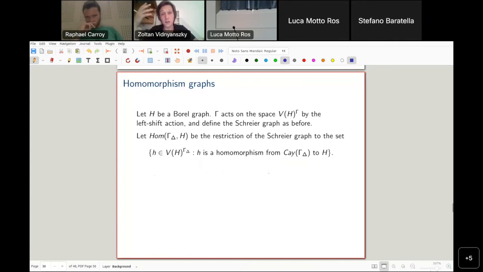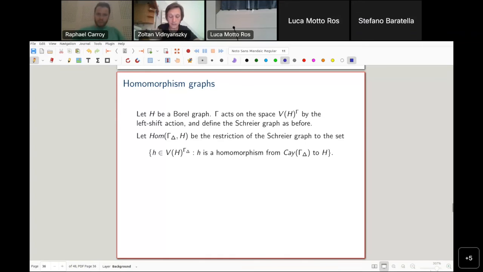But this gave rise to, I think in a very natural way, the idea that we can go back to the Borel context and use the very same idea to come up with a very new object, which we call the homomorphism graphs. Think about it. What happened before? We had a finite graph, and we considered all the homomorphisms to some other graphs. So why can't we do the same in the Borel context?